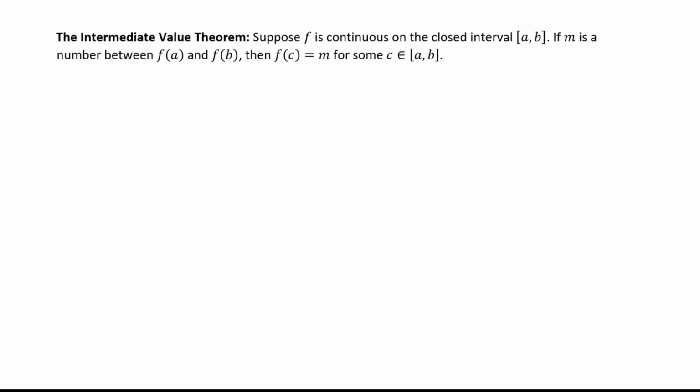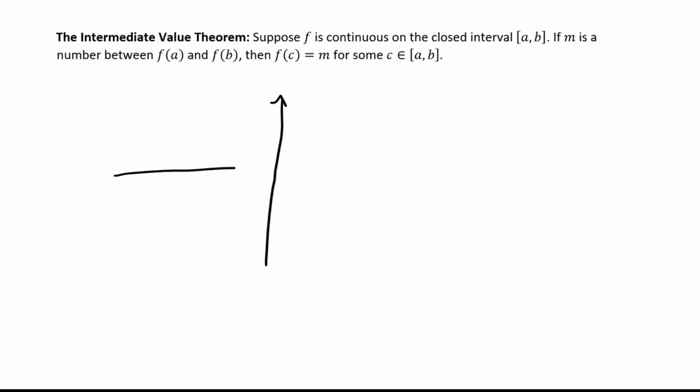The intermediate value theorem. Suppose f is continuous on the closed interval from a to b. If m is a number between f of a and f of b, then f of c equals that m for some c that's between a and b. What does that look like?